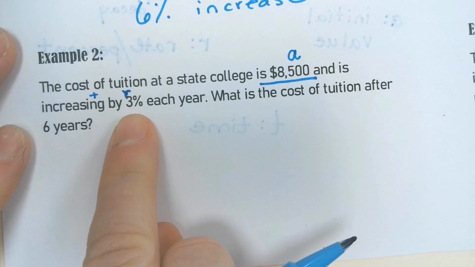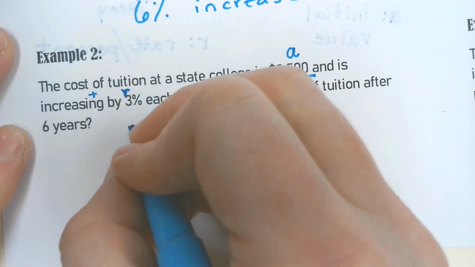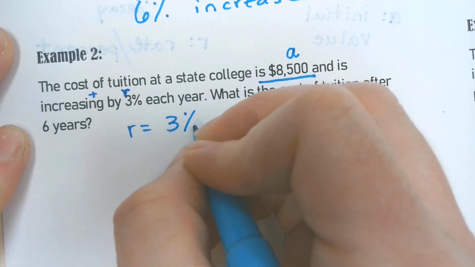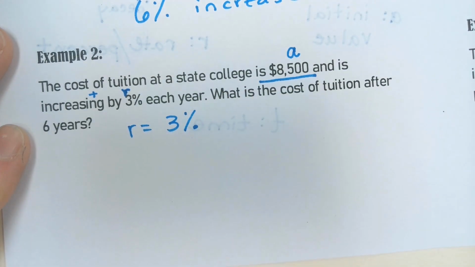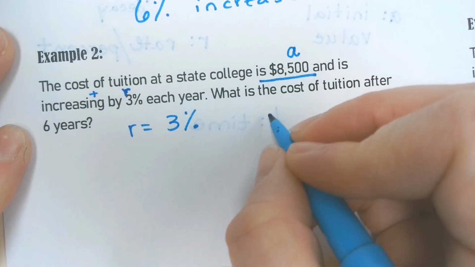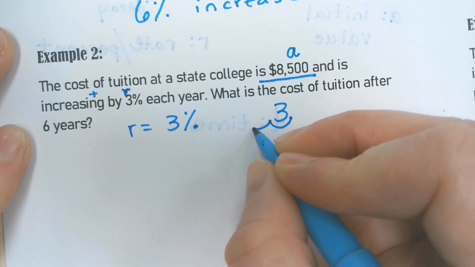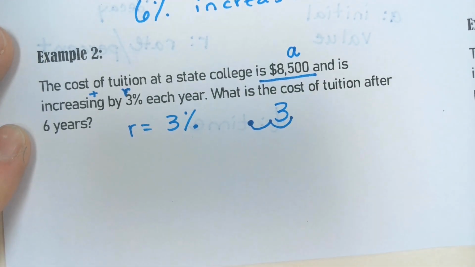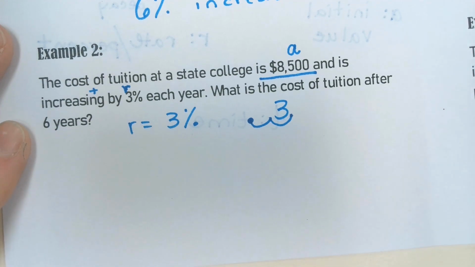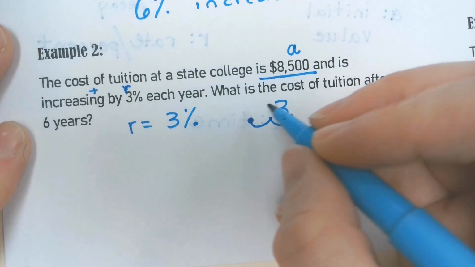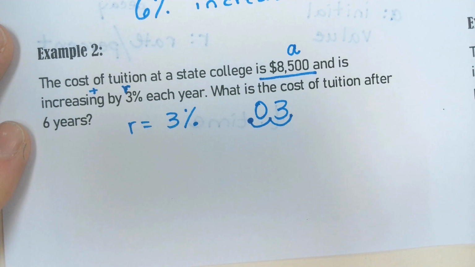The rate is 3%. So we've got to find out what that is as a decimal. R is 3%. So we need to move that decimal over. Percent to decimal means I'm going to move the decimal over 2 places to the left. If there's nothing there, we put a 0.